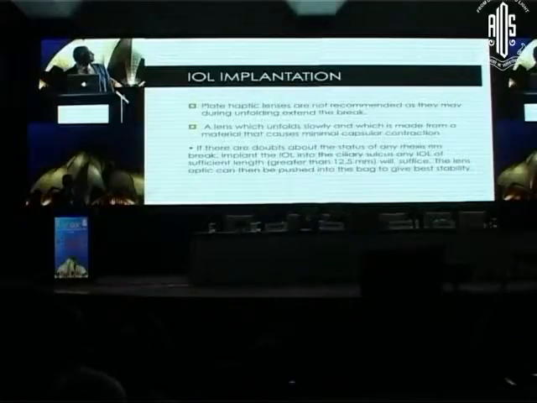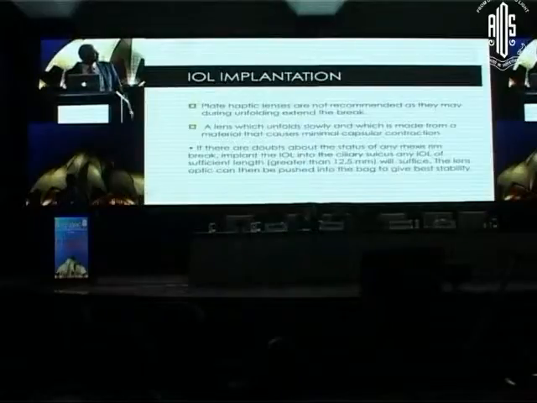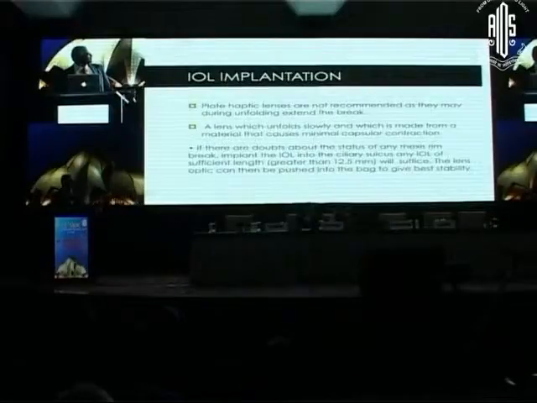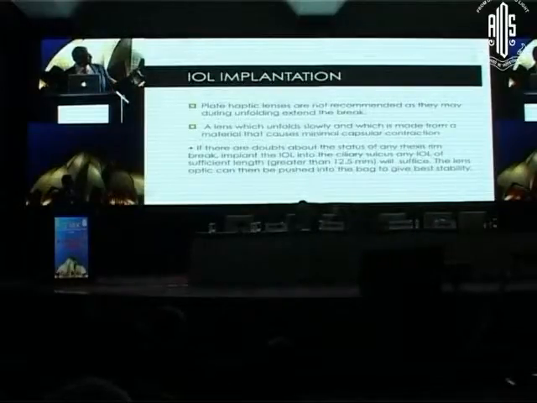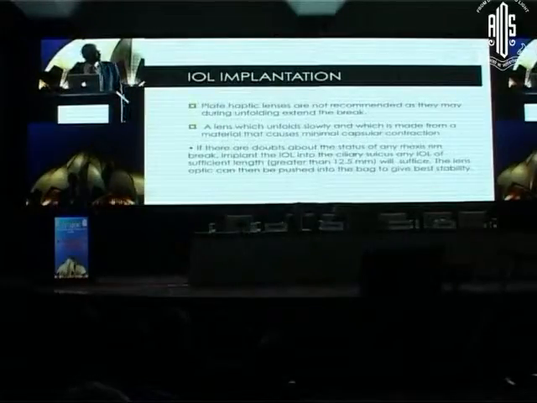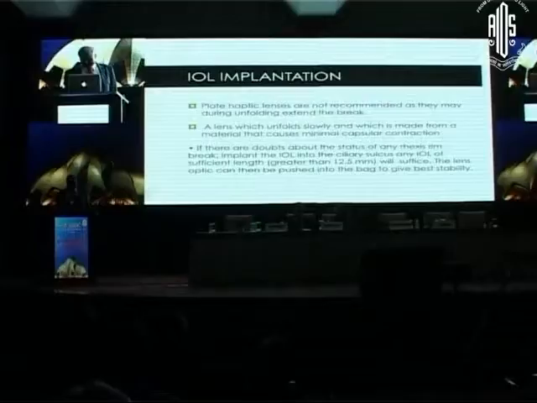For IOL implantation, you will have to see again. Plate haptic lenses are not recommended as they may extend the breaks during unfolding. Use a lens which unfolds slowly and is made from a material that causes minimum capsular contraction. If there are doubts about the status of any rhexis rim break, implant the IOL into the ciliary sulcus. Any IOL of sufficient length, greater than 12.5, will suffice. The lens optic can then be pushed into the bag to give stability.